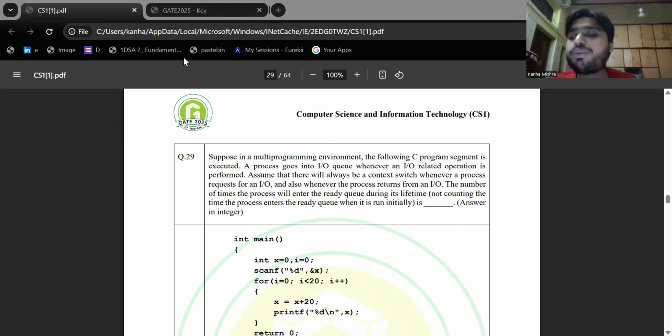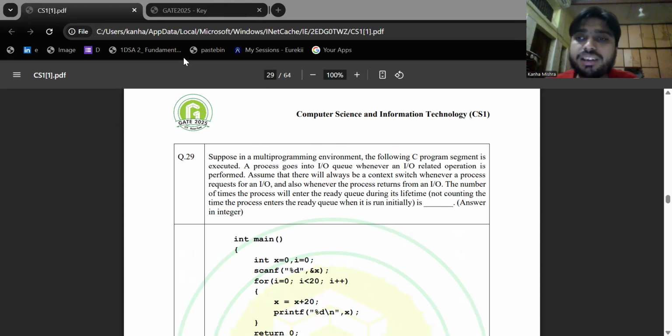Transitions: ready to running when CPU is allocated. Running to waiting when input and output is requested through scanf and printf, input for scanf, output for printf. Waiting to ready after input and output completion, basically the input output interrupt. The important rule in the question is that there will always be a context switch whenever a process requests an input output, and also when a process returns from the input output.